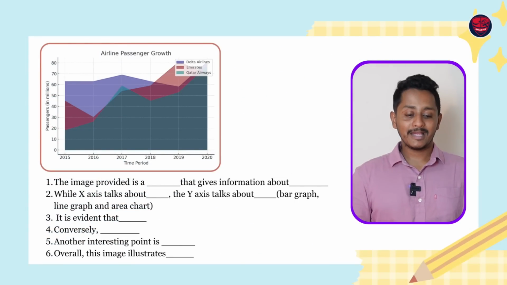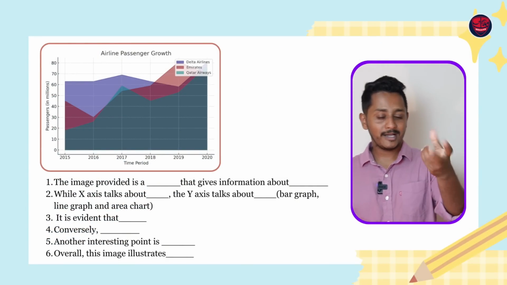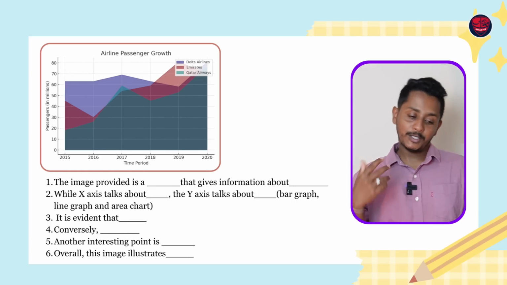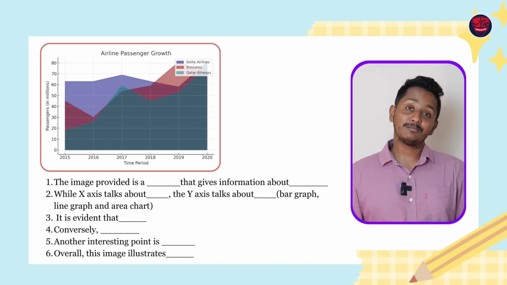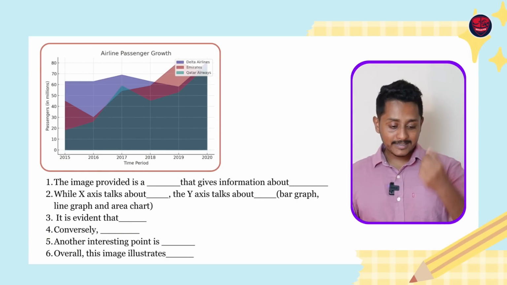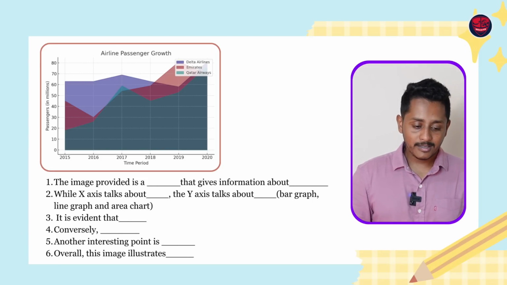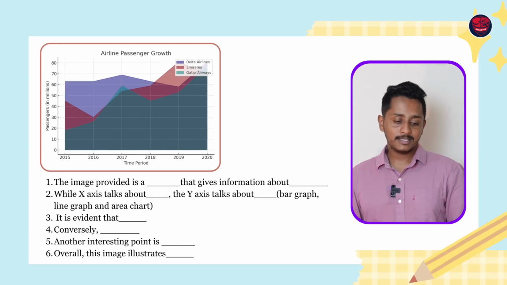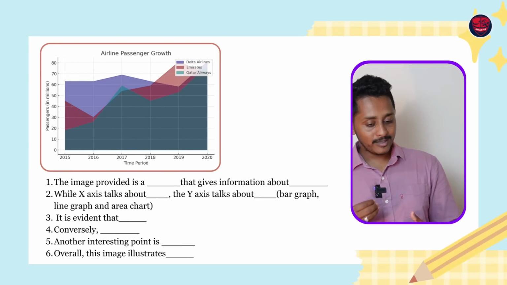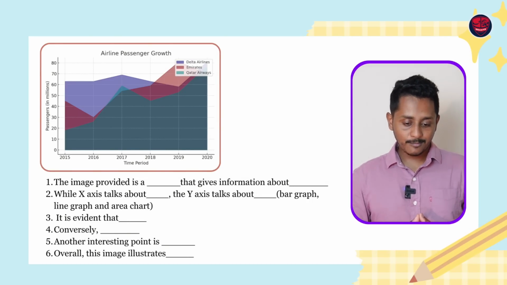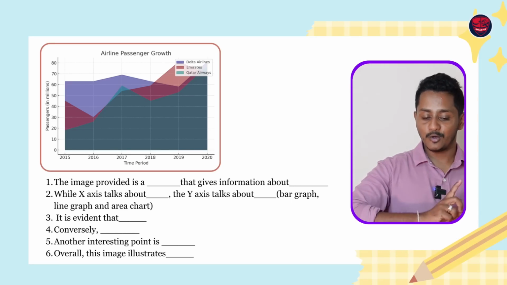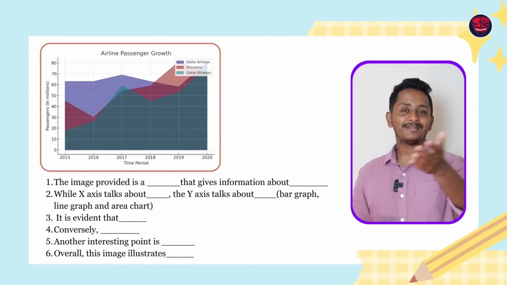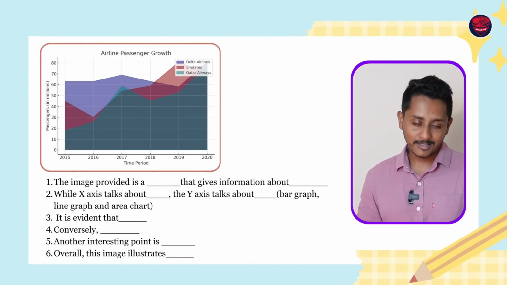The image provided is an airline passenger growth chart that gives information about Delta Airlines, Emirates and Qatar Airways. While the x-axis talks about the time period from 2015 to 2020, the y-axis talks about the passengers in millions from 0 to 80. It is evident that in 2015, Delta Airlines has the highest passengers with the value of 60 million. Conversely, the Emirates has the very least in 2019 with the value of 60. Another interesting point is Qatar Airways in 2017 has got its peak with a value of close to 60 million. Overall, this image illustrates airline passenger growth between Delta Airlines, Emirates and Qatar Airways.